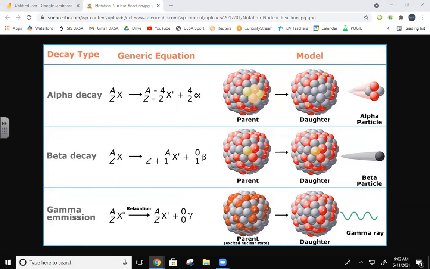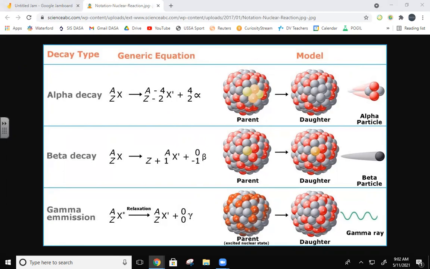In beta decay, we have a neutron becoming a proton, and it shoots out an electron, a beta particle. A beta particle can be written as an e, indicating electron. It has a mass of 0 and not a charge, but an atomic number, quote unquote, of -1.